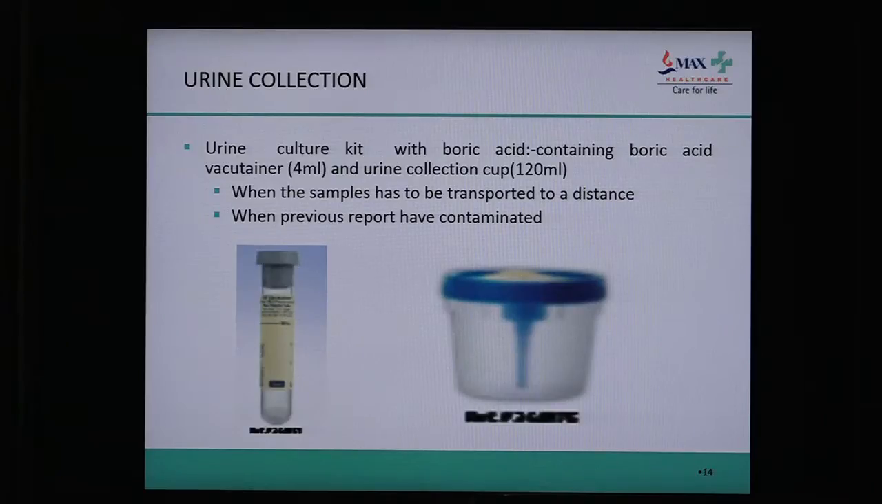I do not have that presentation, but this has reduced mixed flora and overgrowth; everything will be restricted. Even if the count is 10 to the power 3, if the sample transport is long, it will come to 10 to the 5. So whenever any chain of laboratory, for about 15 rupees, they will give both the combined container and the boric acid tube.